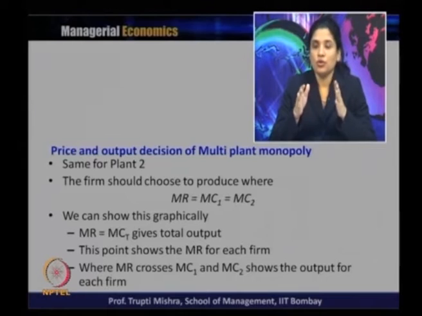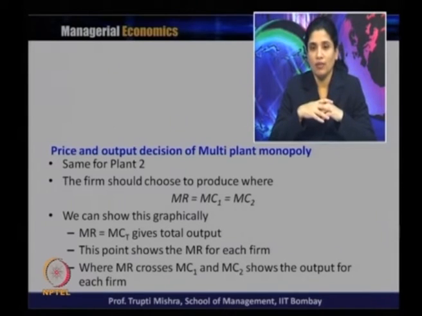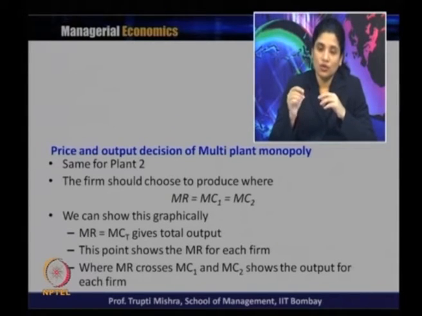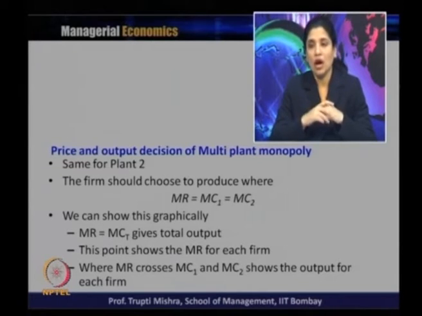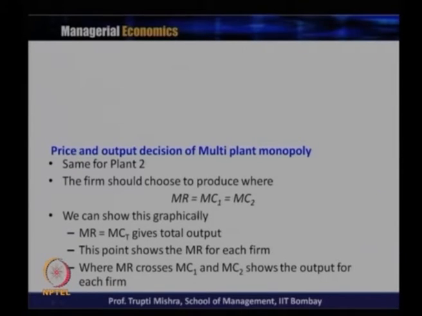and the point shows marginal revenue for each firm, and where marginal revenue crosses the MC1 and MC2 shows the output for each firm. So now we can see the graphical representation of this multi-plant monopoly, generally how it happens, how the price is decided.